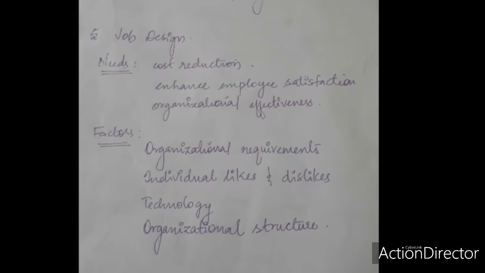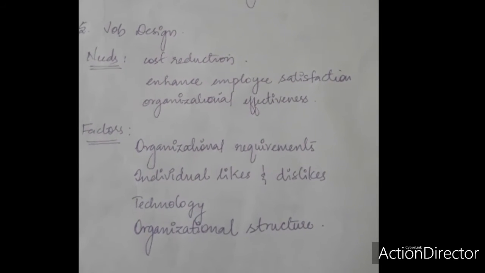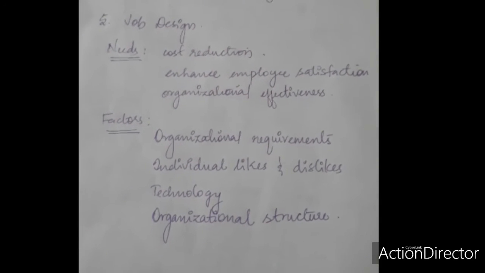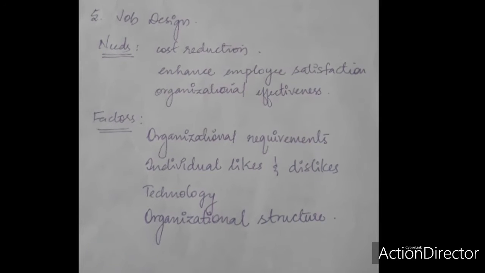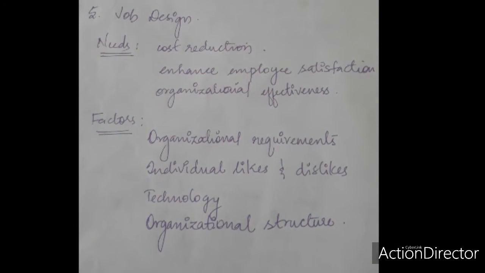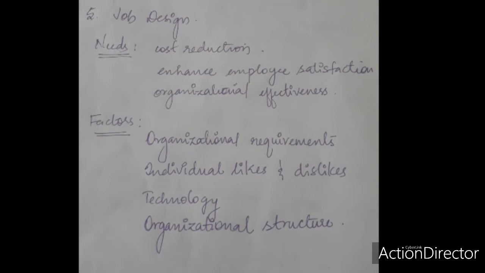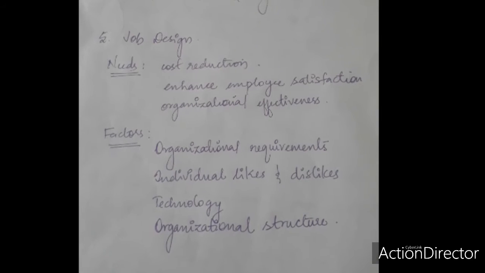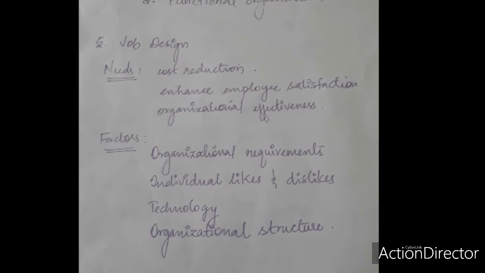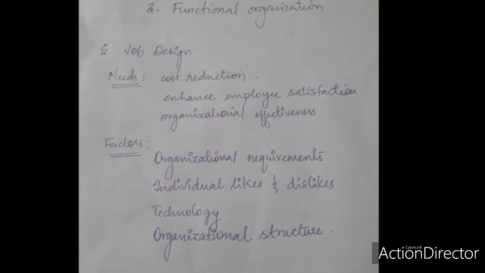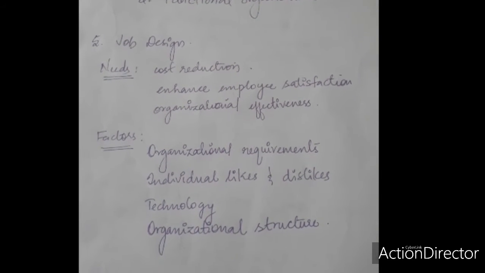Third part of the question is factors affecting the job design. For that, you need to write a minimum of 4 points. The question contains 5 marks, so you need to write at least 3 points on factors. First, organizational requirements, in the sense that jobs must be designed according to the requirement of the organization, which will include high productivity, quality of work, etc.